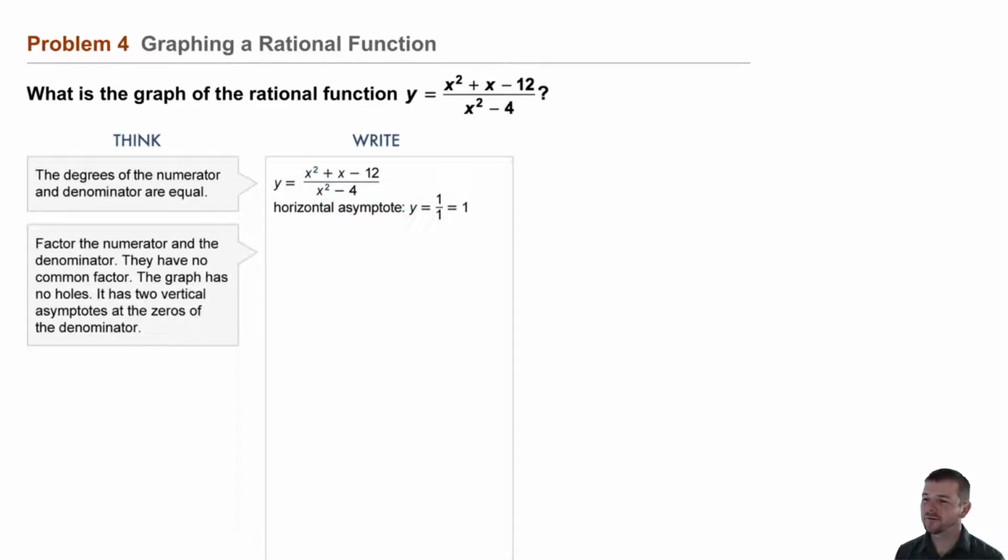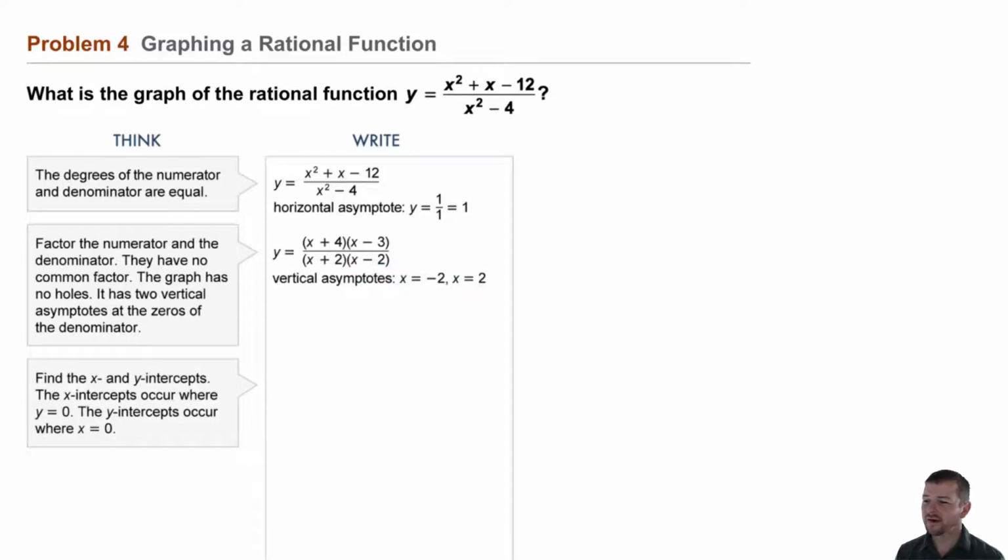Next think, factor the numerator and the denominator. That becomes y equals x plus 4 times x minus 3 over x plus 2 times x minus 2. They have no common factor. The graph has no holes. It has two vertical asymptotes at the zeros of the denominator. And so we write the vertical asymptotes are at x equals negative 2 and x equals 2.